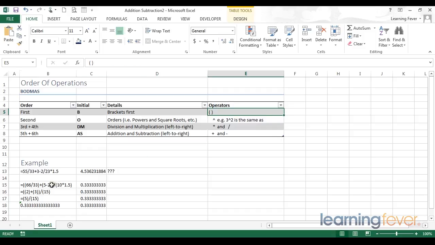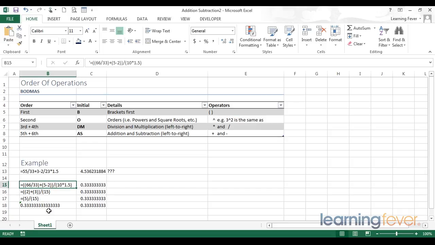So here I have another example formula where I've taken different operations and I've grouped them together with brackets. So we can see what is in the first layer of brackets will be calculated first. My 66 divided by 33, my 5 minus 2, and my 10 times 1.5. Those bracketed calculations will be first, then the second layer of bracketed calculations, and then finally the ultimate answer is calculated.